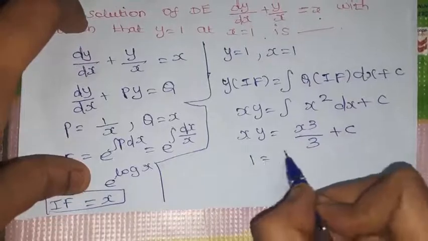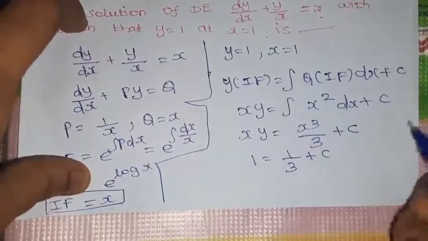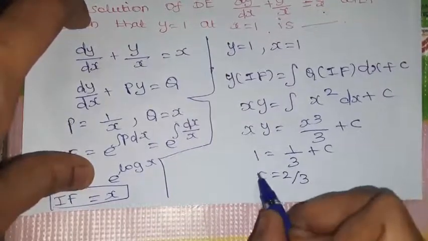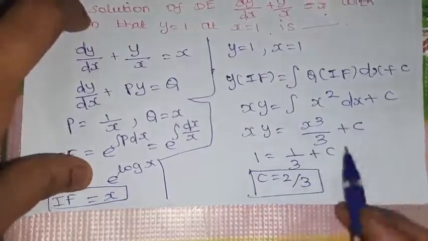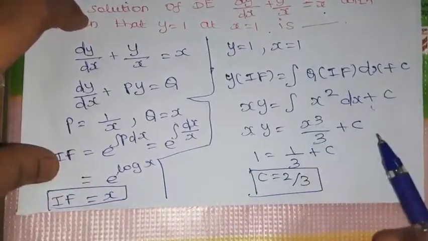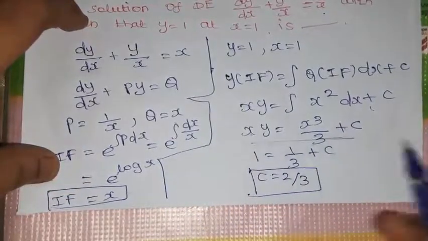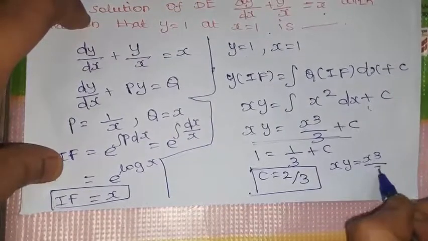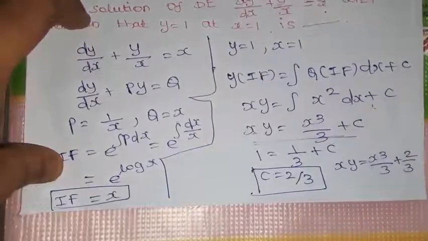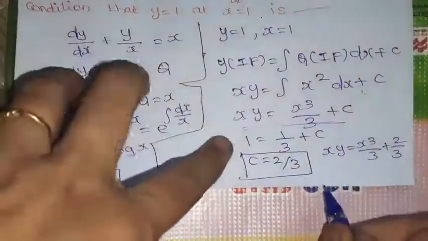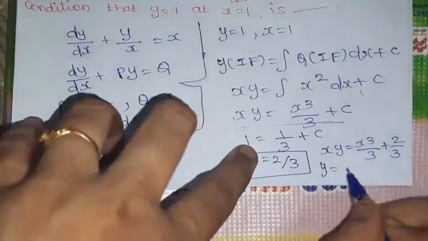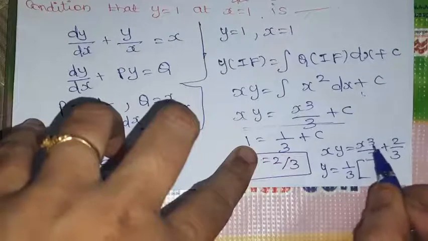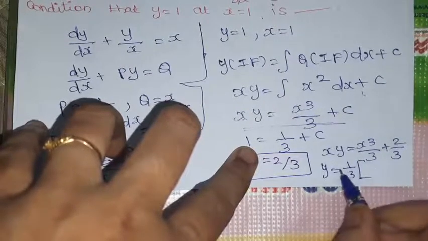So 1 equal to 1 by 3 plus c. 1 minus 1 by 3, what we will get? 2 by 3. So c equal to 2 by 3, right? Then substitute 2 by 3 in the general solution, this one. xy equal to x cube by 3 plus 2 by 3. Or the general solution will be in the form of y. So y equal to 1 by 3 common. Okay. Take 1 by 3. What is remaining? x cube plus 2, divided by x.